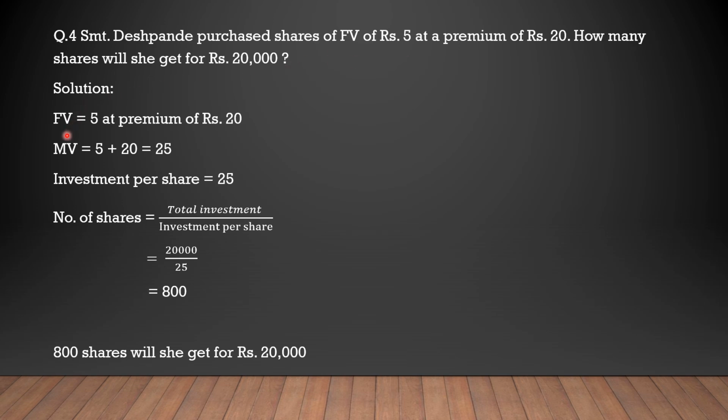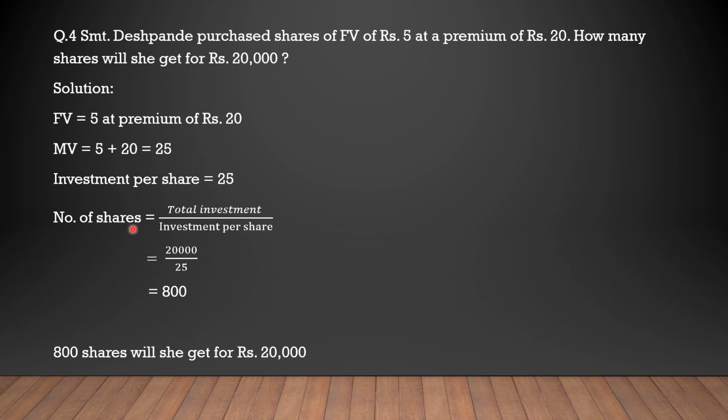So solution: FV is equal to 5 at a premium of rupees 20. So FV is equal to 5 and premium is rupees 20. So MV is equal to FV plus premium. So 5 plus 20 is equal to 25. FV is equal to 5 and MV is equal to 25. Then investment per share. MV is equal to 25, so investment per share is 25.